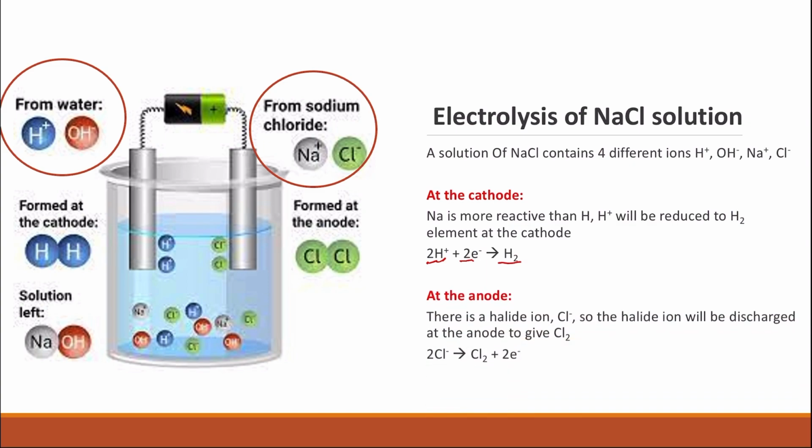At the anode, we have chloride. Chloride is one of the halides, and when it competes with the hydroxide, the chloride ions, or the halide, will have the priority. It's the one that will be oxidized at the anode here, and we will get elemental chlorine.